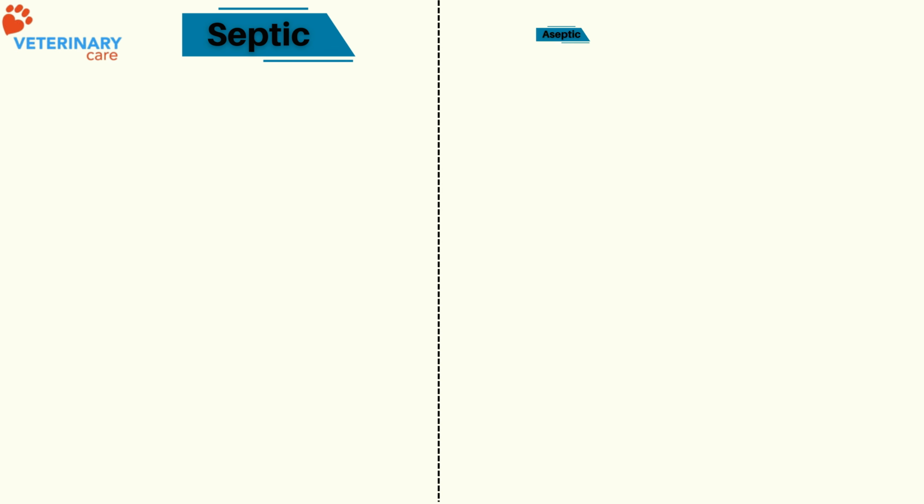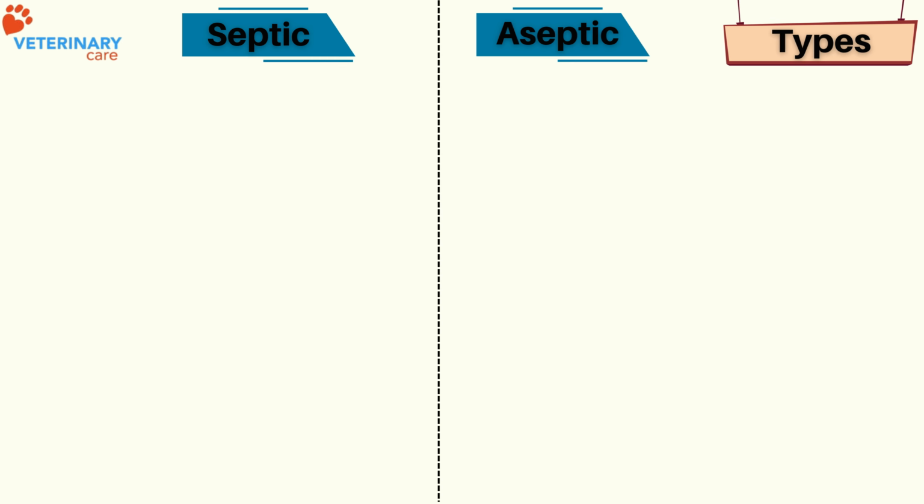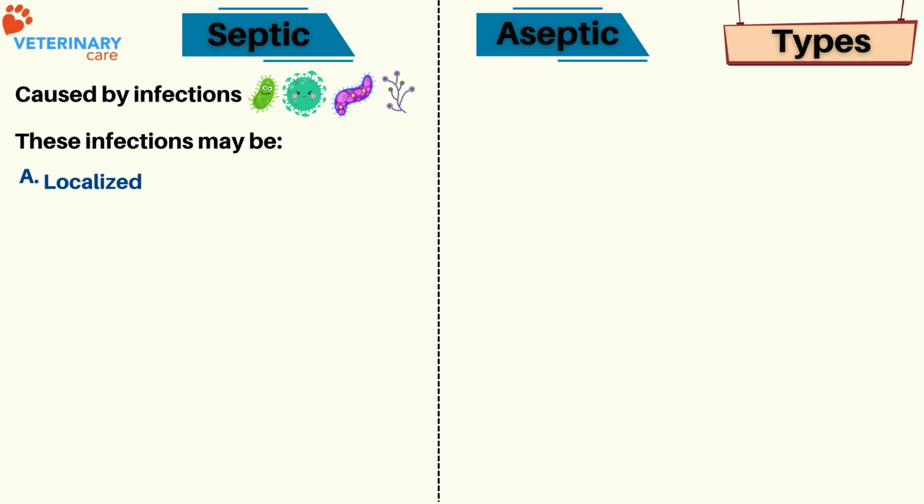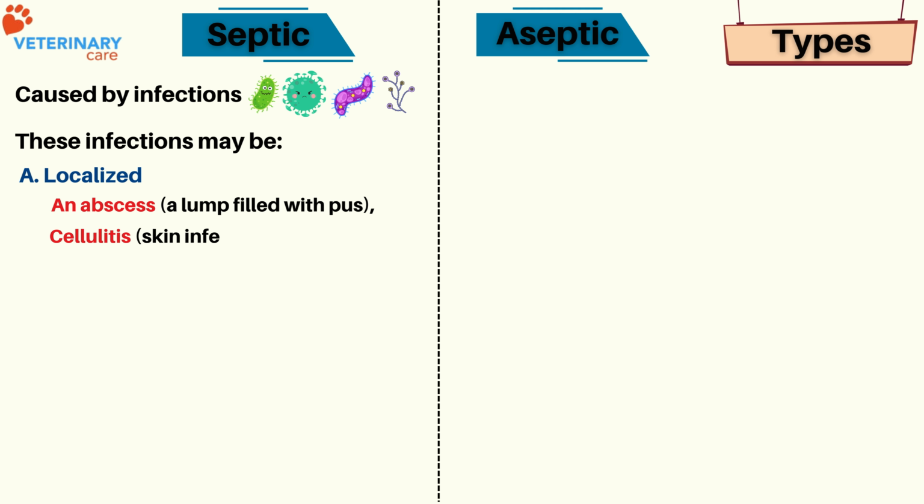Fevers can be divided into two types, septic and aseptic. A septic fever is caused by infections, like bacteria, viruses, protozoa, or fungi. These infections may be localized, such as an abscess, a lump filled with pus. Cellulitis, skin infection. Or empyema, pus inside the chest or other cavities.